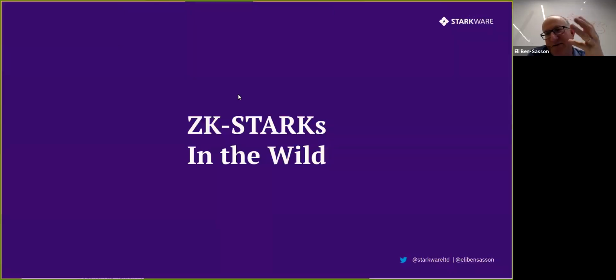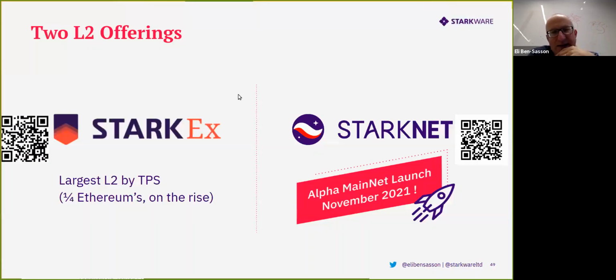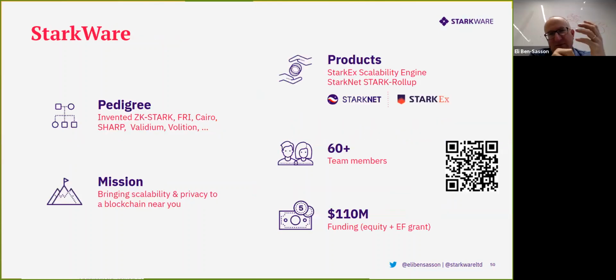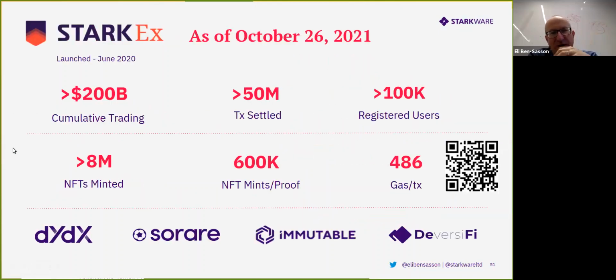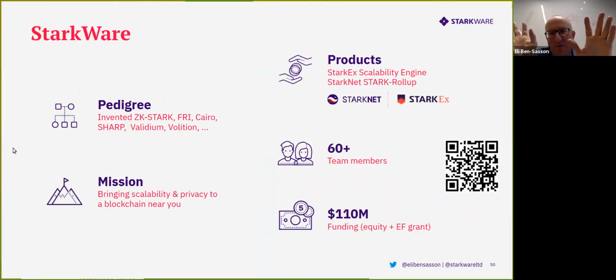Now let's see some numbers and what's really happening these days. So StarkWare currently has two product lines in which this technology appears. One is StarkEx and the other is StarkNet. Let's talk a little bit about the two. So StarkEx, a little bit about StarkWare.